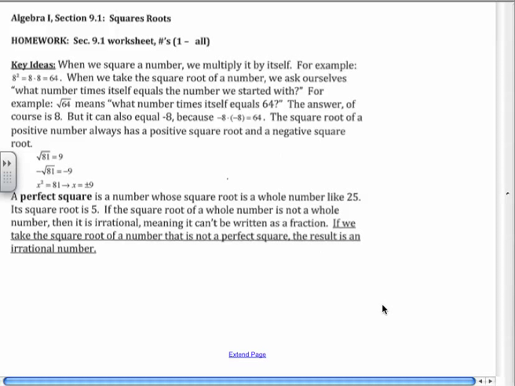Okay, folks. Square roots today. Section 9.1. There we go. No, that's not right. I want this pen. There we go. Square roots. Okay, guys, let's get right into it.